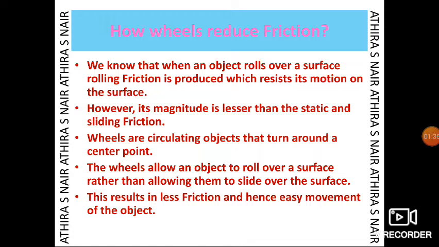How do wheels reduce friction? We know that when an object rolls over a surface, rolling friction is produced, which resists its motion on the surface. However, rolling friction's magnitude is lesser than the static and sliding friction. Wheels are circular objects that turn around a center point. The wheels allow an object to roll over a surface rather than slide over the surface. This results in less friction and hence easy movement of the object.